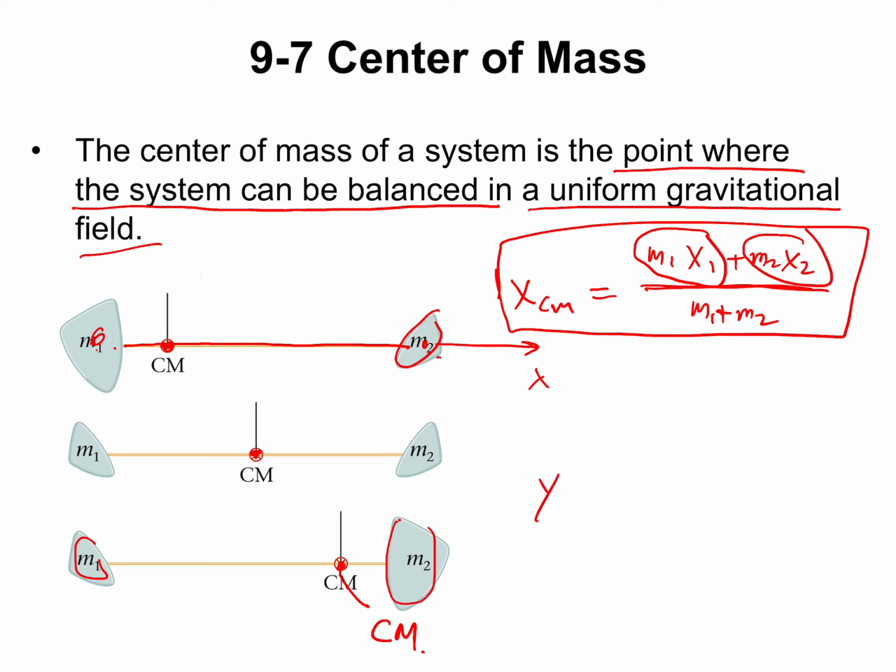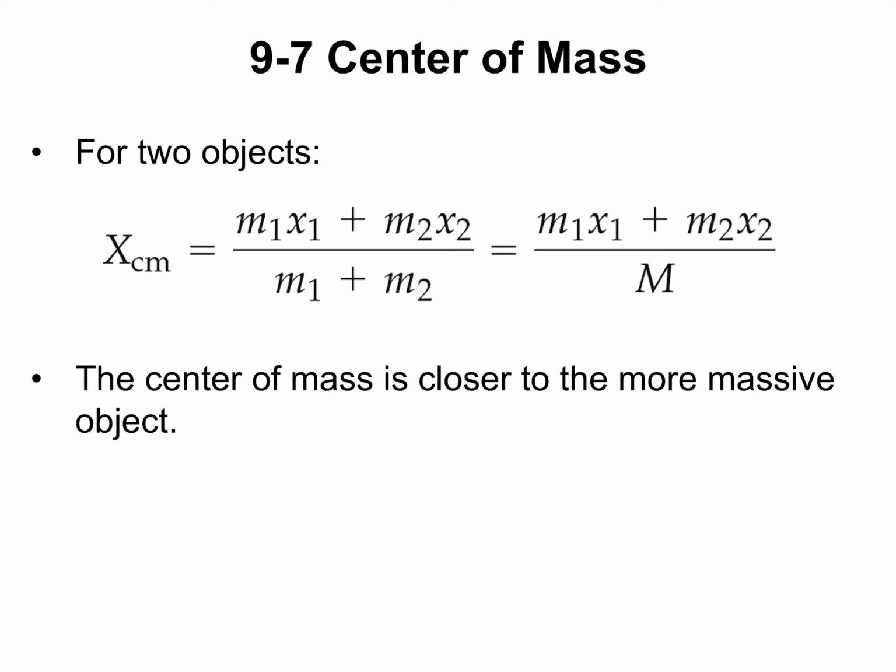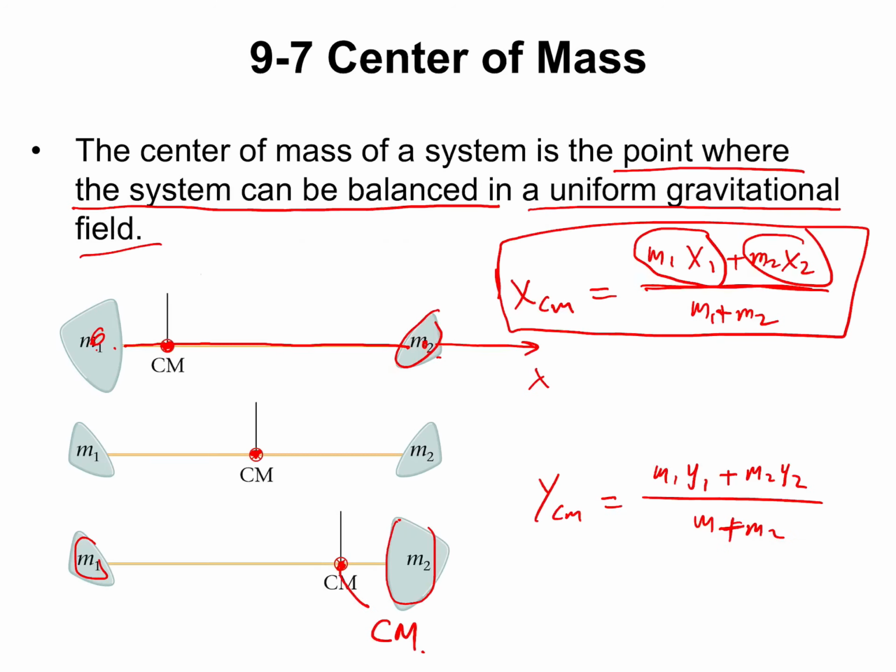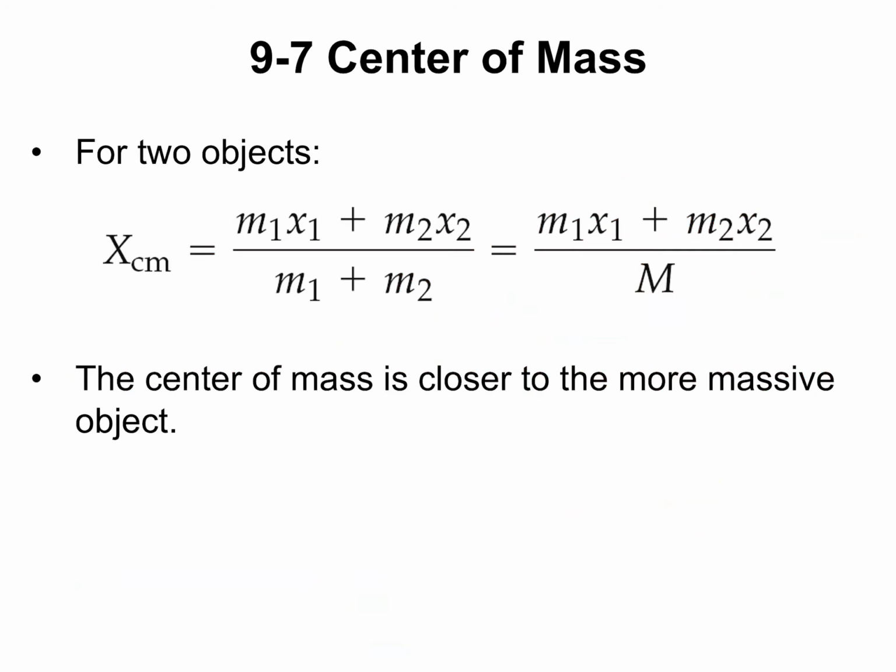Same idea, we can figure out the y-coordinate of the center of mass: m1 y1 plus m2 y2 over m1 plus m2. Okay, so here's the equation, and m1 plus m2, you can also call the total mass. Basically this is the weighted position of the mass, that is the center of mass. So the center of mass is always close to the more massive object. That's how you calculate the center of mass.